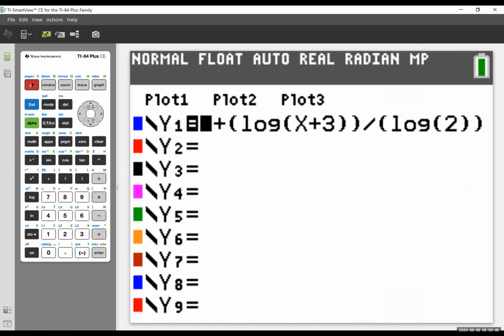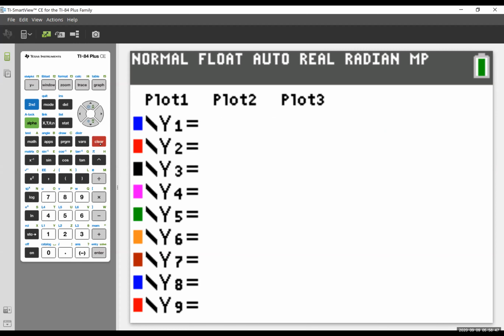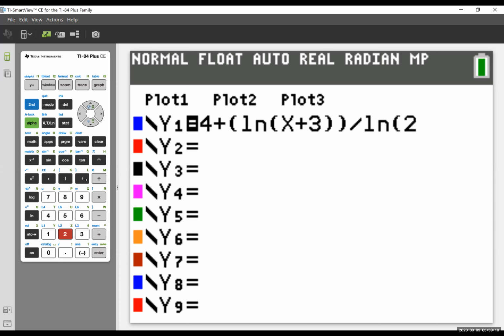So go to the y equals. I'll erase it out for now. I have 4 plus, if I want to do natural log of the argument, I'm enclosing the natural log in parentheses. So ln, that's beneath the log button, right by the number 4. X plus 3. Close that argument off, close that numerator off. It's divided by natural log of 2. And if you want to be a little bit more cautious, it's kind of nice, natural log of 2 is just a single constant, but just in case, I'll enclose that also in parentheses.